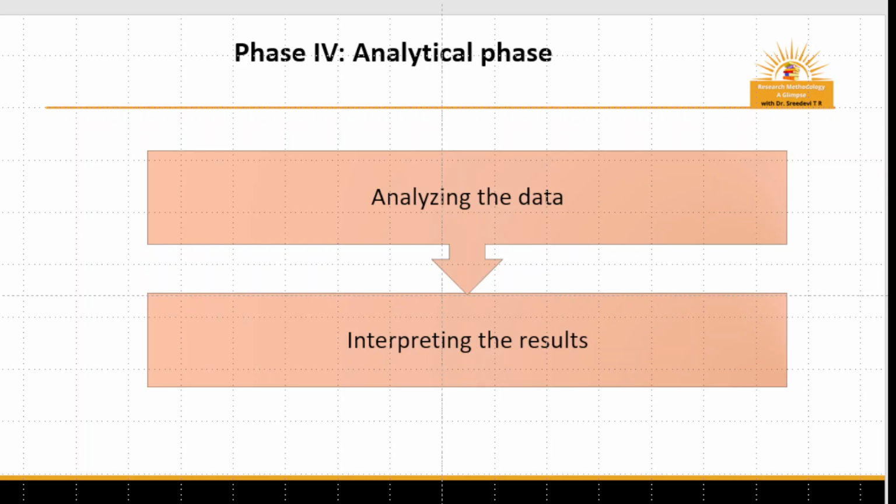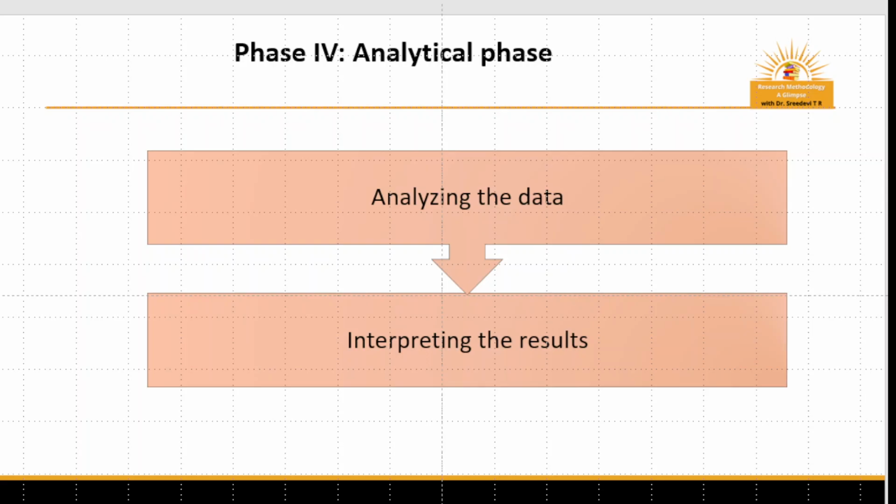The next phase is phase 4, the analytical phase. Here, analyzing the data and interpreting the results. The data gathered in the empirical phase is subjected to analysis and interpretation. Analysis of data plays an important role in the achievement of research objectives, and appropriate statistical techniques are used to analyze the data so that the hypothesis can be tested.